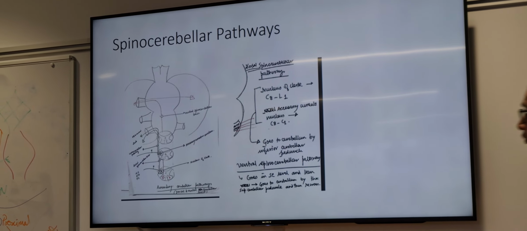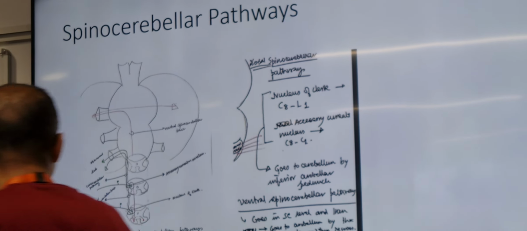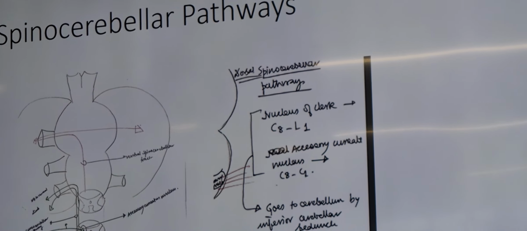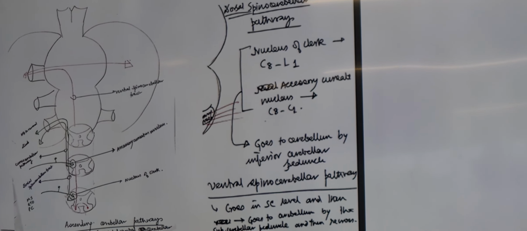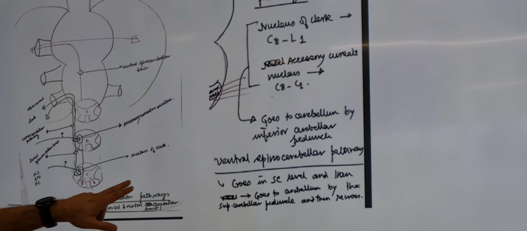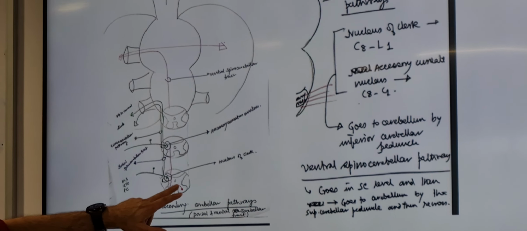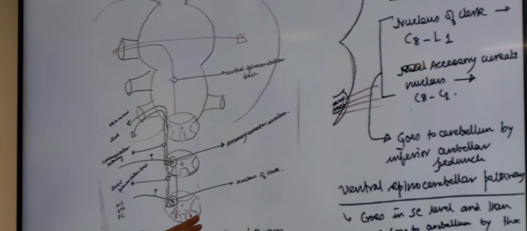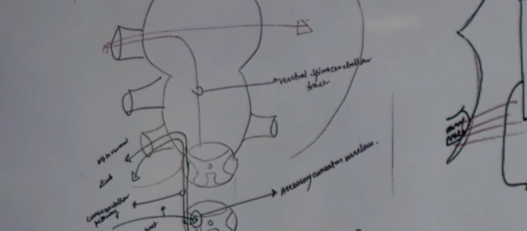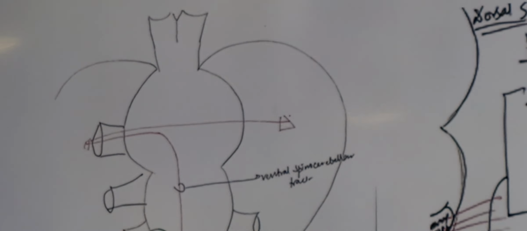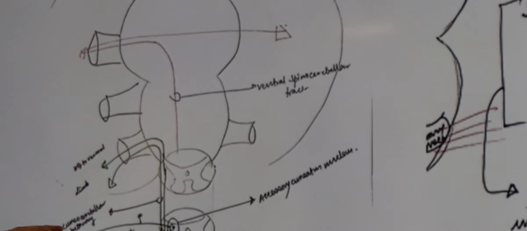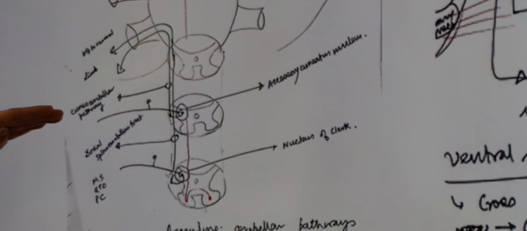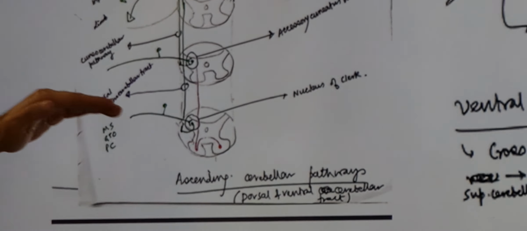Spinocerebellar, there are two groups. One is the dorsal spinocerebellar, another is the ventral spinocerebellar. Dorsal means behind, ventral means front. The ventral one, when they go, they cross. Okay, they will cross, and then they go. Their pathway is more complicated. Before going to the ventral one, let's go to the dorsal.